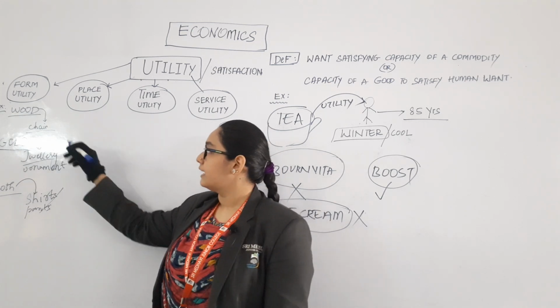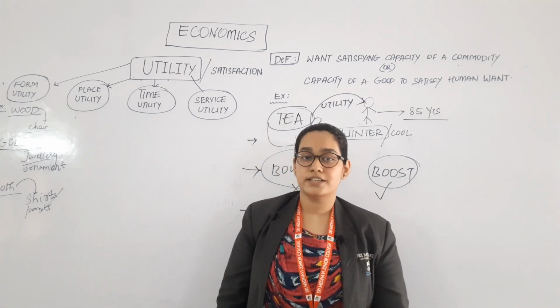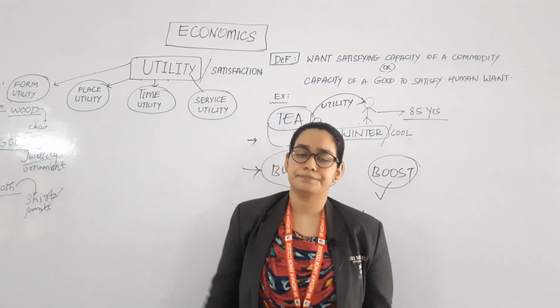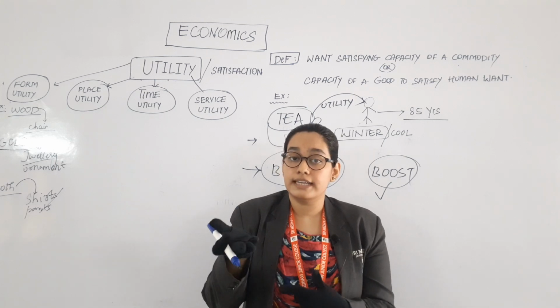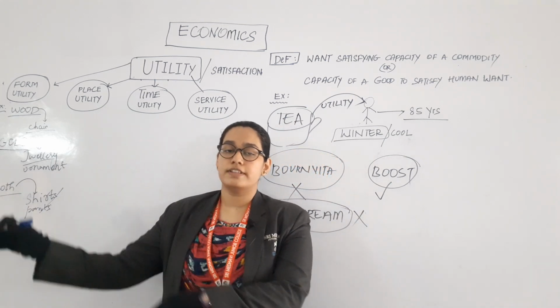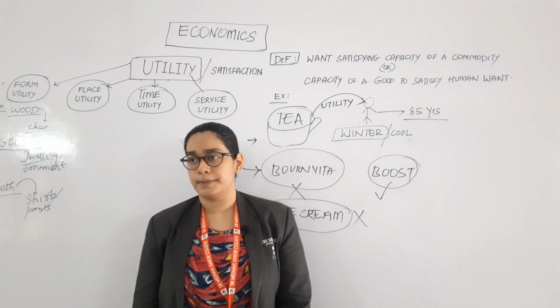So can I now say that by changing the form or shape of some commodity, utility can be gained? Yes. Now let us come to the second type, that is place utility. Utility can also be earned, utility can also be gained by changing the place of the commodity.